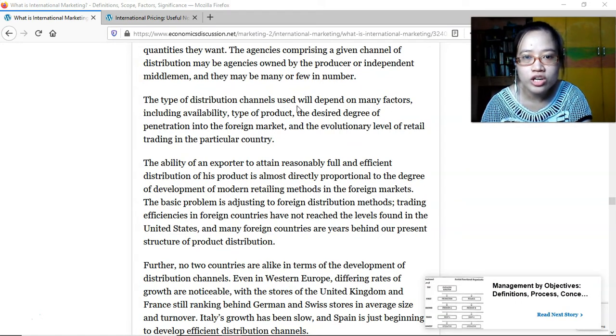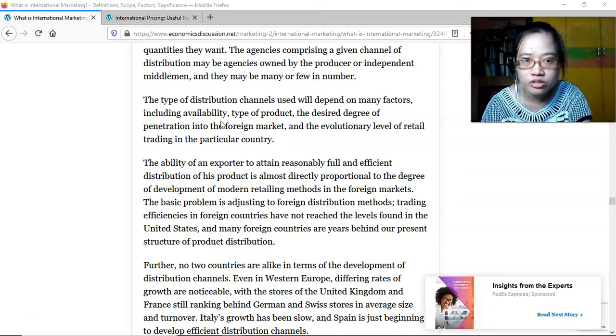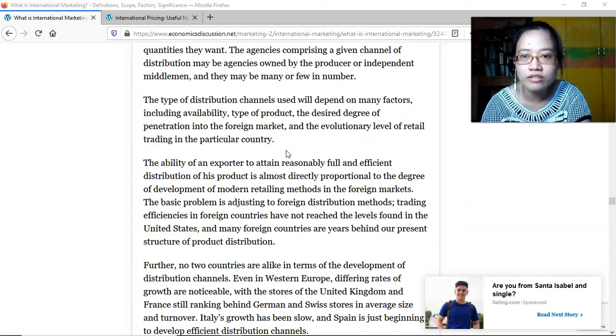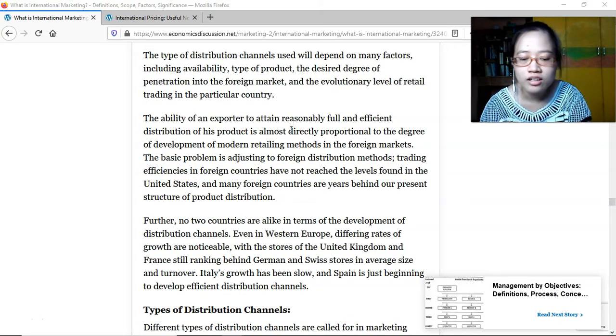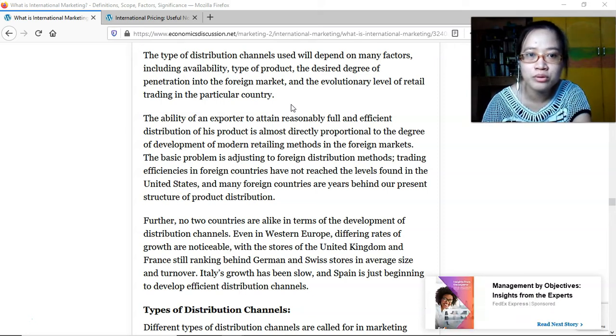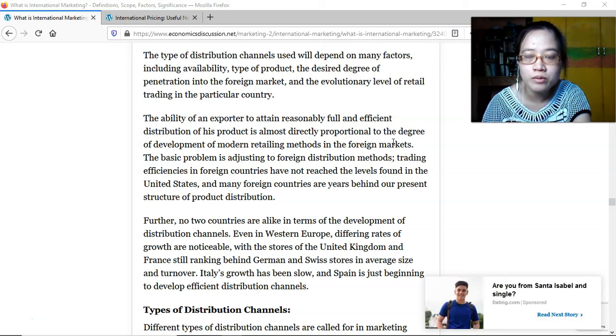The type of distribution channels used will depend on many factors, including availability, type of product, desired degree of penetration into the foreign market, and the evolutionary level of retail trading in that particular country. So again, it's not only the distribution channel that would affect the penetration, but other factors would have their own roles. The ability of an exporter to attain reasonably full and efficient distribution of his product is almost directly proportional to the degree of development of modern retailing methods in the foreign markets.